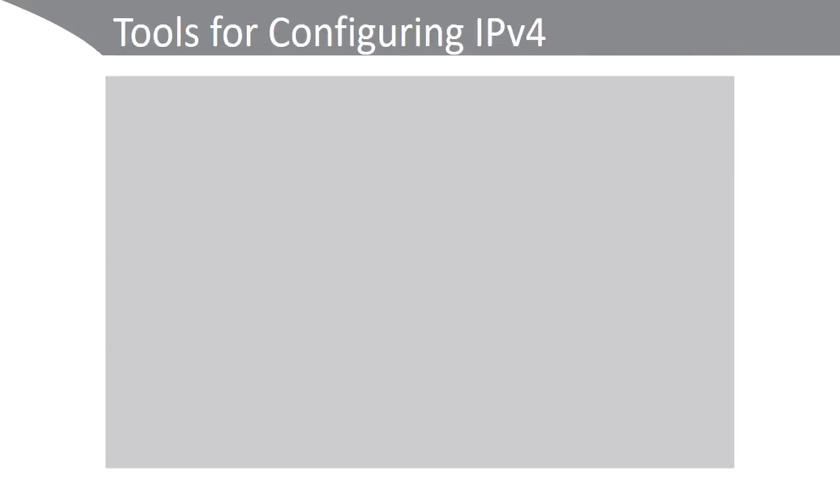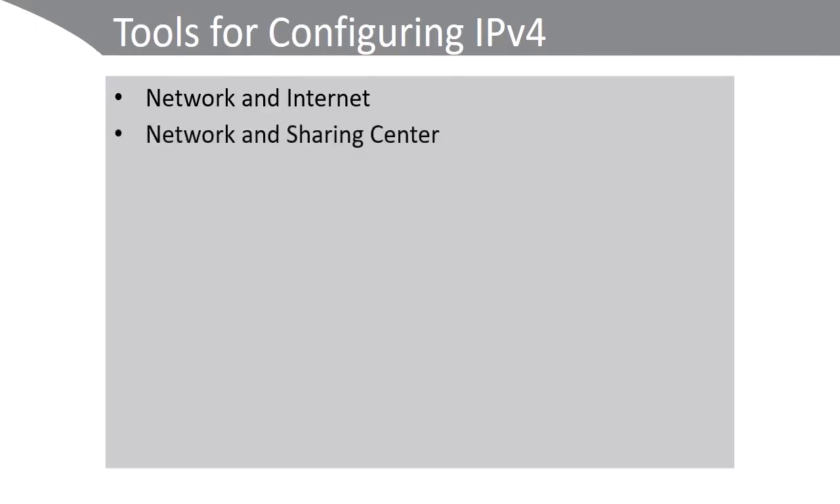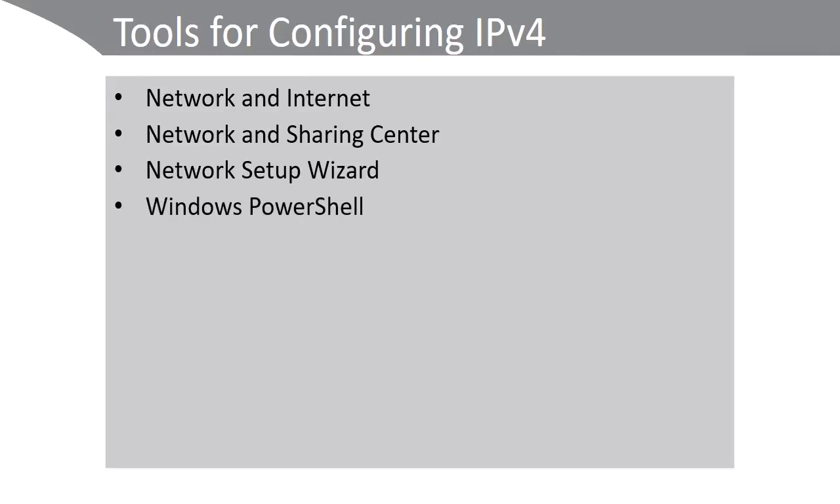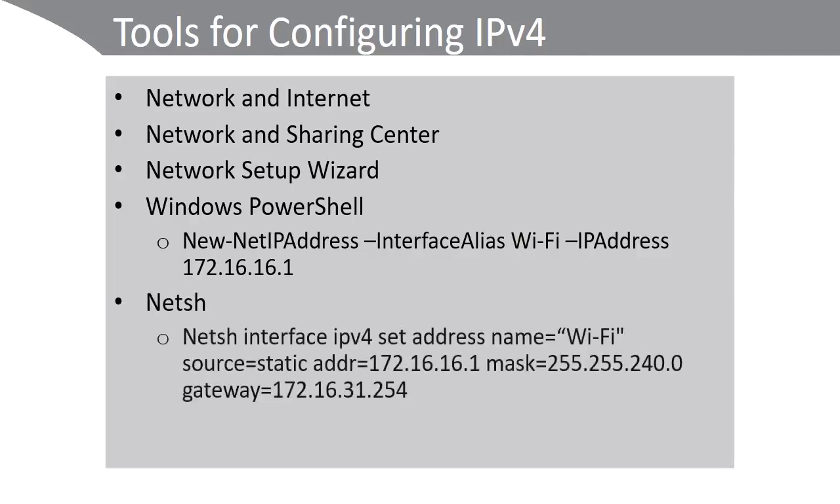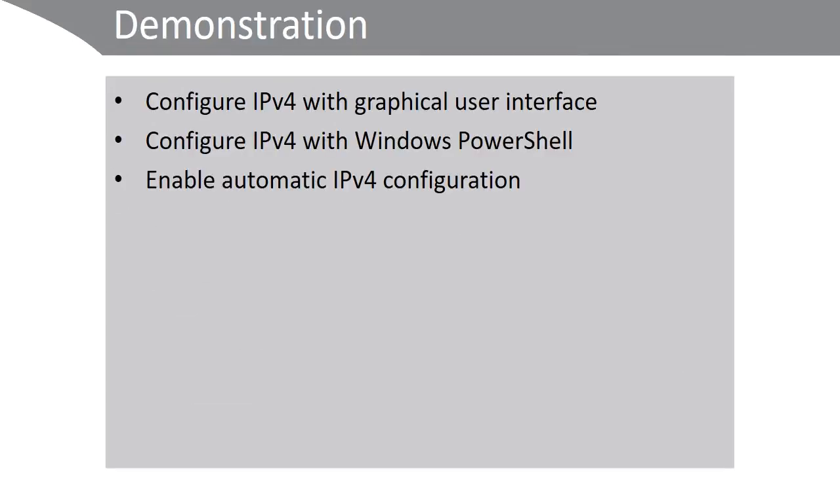The following tools are available for configuring a device for IPv4 in Windows 10: Network and Internet Settings, Network and Sharing Center, the network setup wizard, and Windows PowerShell. For example, you can use the New-NetIPAddress cmdlet to configure an additional IP address on a network interface. There's also the netsh command. For example, the netsh interface ipv4 set address command can be used to assign an IP address and related information to a network interface. Let's take a look at some of this in action.